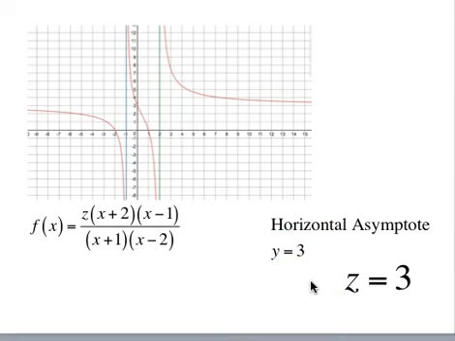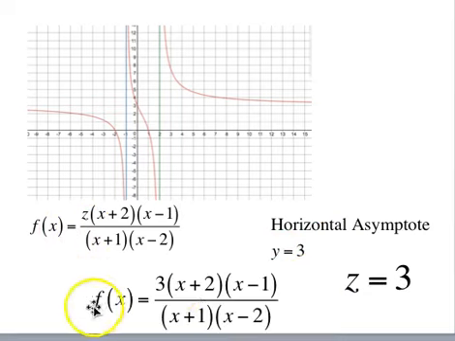to be able to give us that horizontal asymptote at y equals 3. So knowing z equals 3, we can rewrite the function f of x as 3 times x plus 2 times x minus 1 over x plus 1, x minus 2. Using the zeros, we got x plus 2 and x minus 1. Using the vertical asymptotes, boom, boom, we got x plus 1 and x minus 2. Using the horizontal asymptote, we're able to get z equals 3.